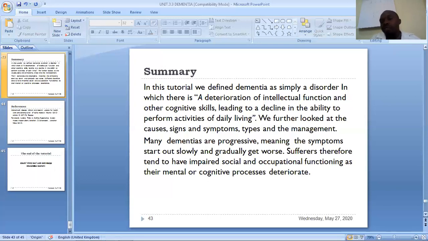We also went further to discuss the drugs that can be used in the management of the symptoms of dementia. To mention but a few, we can use antipsychotics, especially when the patient has developed psychotic signs and symptoms like delusions, hallucinations, and those behavioral changes.